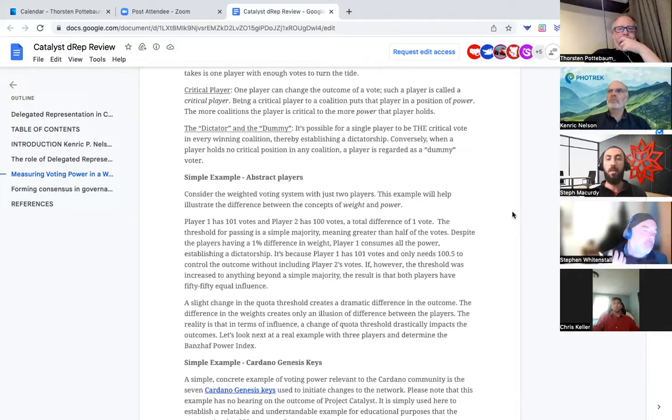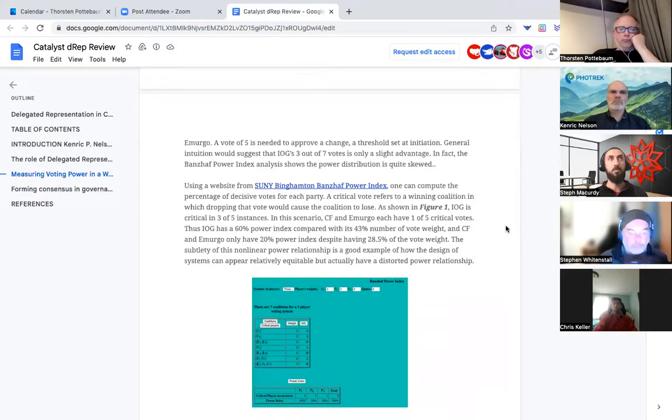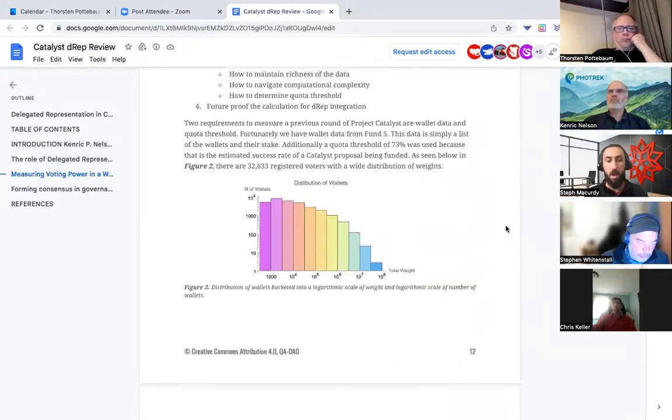And I think the leading question came from Kenrick to me, which was, what if the top 10% of wallets in Project Catalyst decided to vote the same way? How much could they affect? The results, from a very simplified approach, showed us that if the top 10% of wallets came together, they could form a dictatorship. And so that was like, let's dig in.